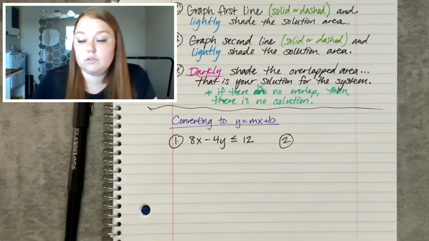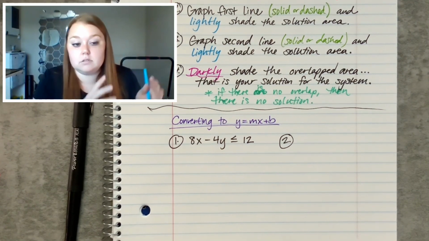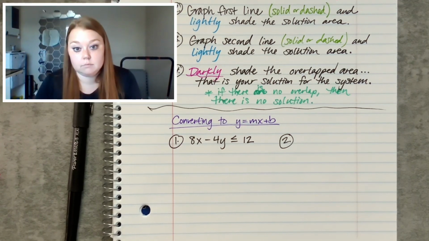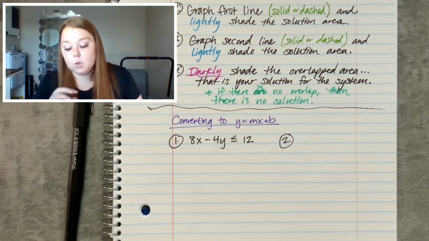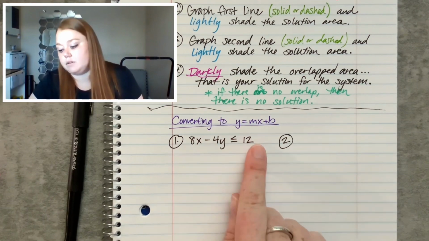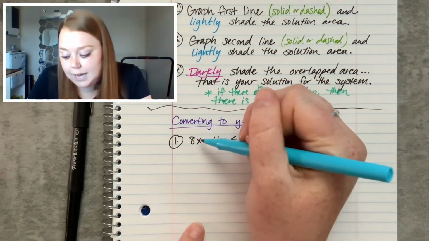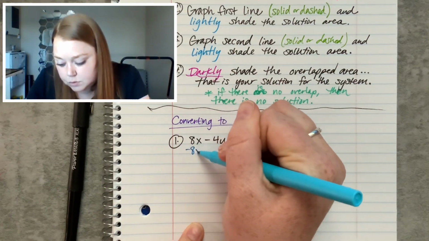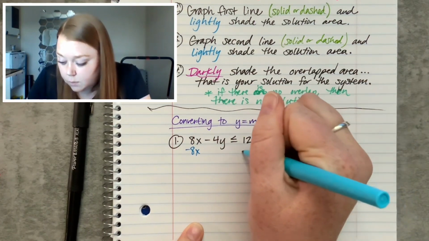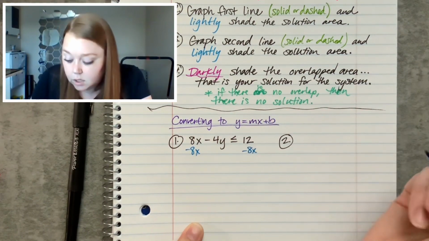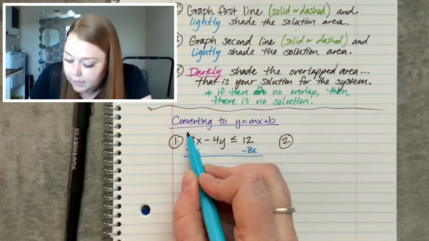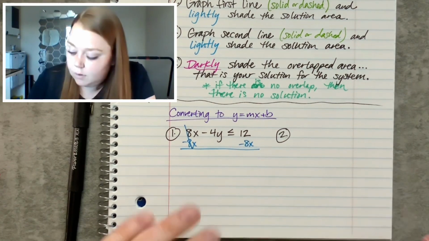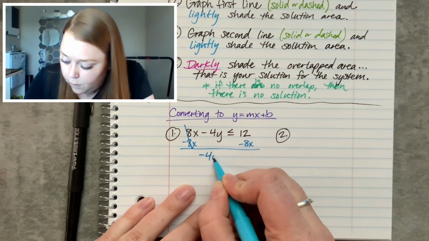So the first move you're going to make is to move your x term to the other side. We want this x to be on the other side. So I'm going to move that entire term, the 8x. Since it's positive, I'm going to subtract 8x. Whatever I do on one side, I have to do to the other. 8x minus 8x cancels out. I'm left with negative 4y.